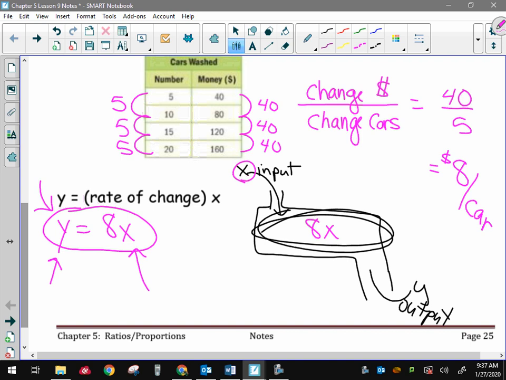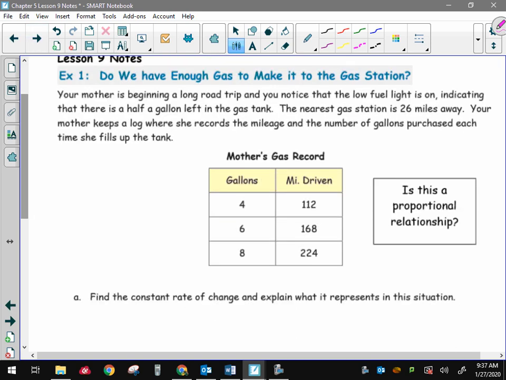Jackson, Cole, how to write the formula. That's it. One step further. You ready? Big question. A lot of reading here. Your mother is beginning a long road trip, and you notice that the low fuel light is on, indicating there's half a gallon left in the gas tank. This is a long sentence. What's the only thing I need out of this sentence? Jack Clark, what's the only thing I need to know out of that first sentence? I don't need to know it's my mother.